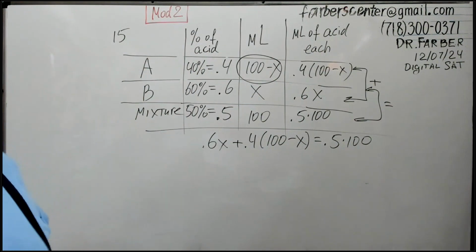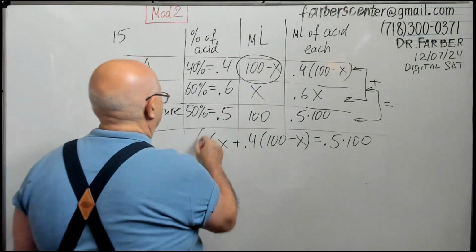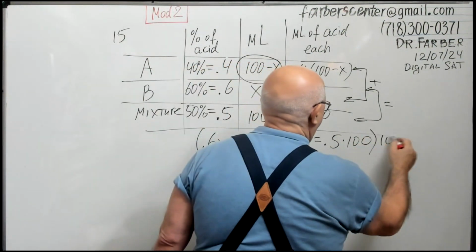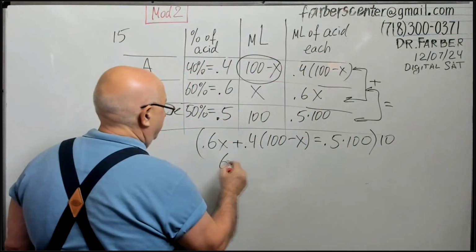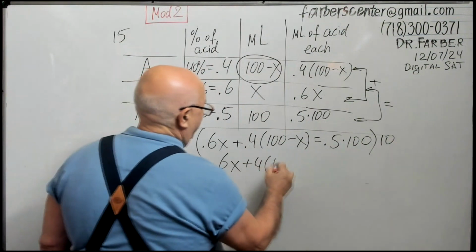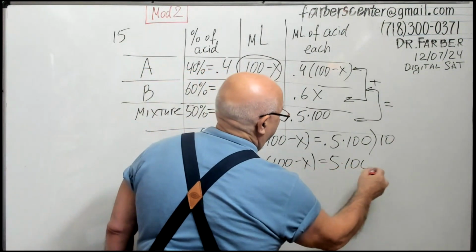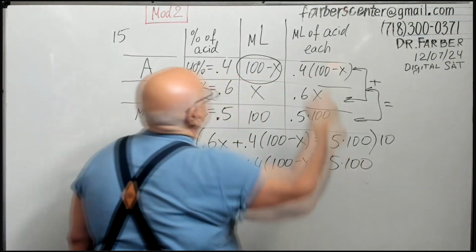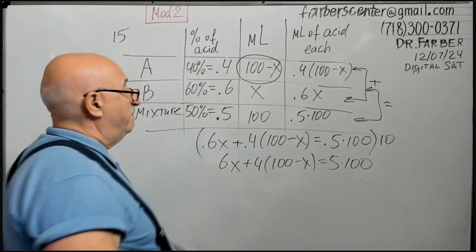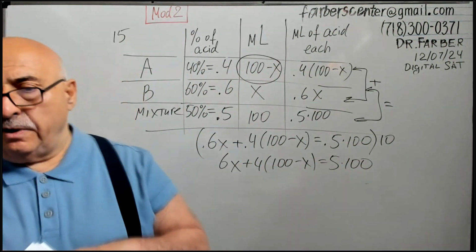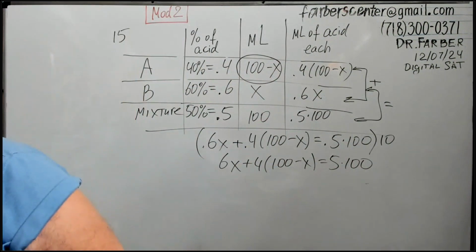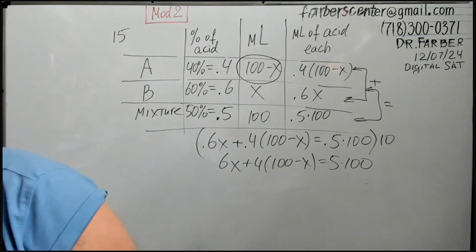My suggestion, before solving, is to multiply everything by 10. Why? Because then you have whole numbers. You have 6x plus 4 times 100 minus x equals 5 times 100. Simple equation, you find x, but don't forget to plug your result in over there. Okay, so far so good? Good. This was 15.